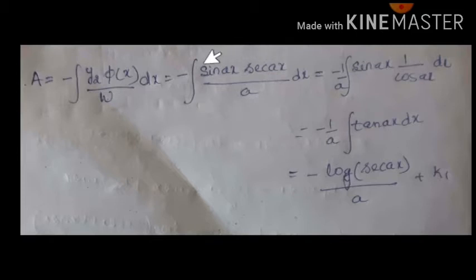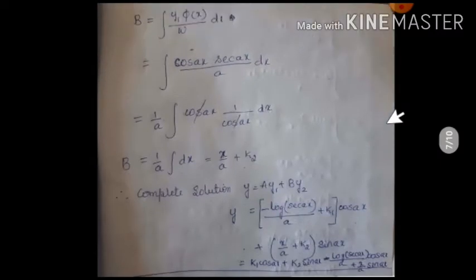Now simplify this trigonometric function. Secant ax can be written as 1 by cos ax. So sin ax by cos ax we know as tan ax, for which we have a direct integral formula. It is log of secant ax plus the constant of integration k1. Write this minus 1 by a as it is. Correct? Now similarly find the B value.